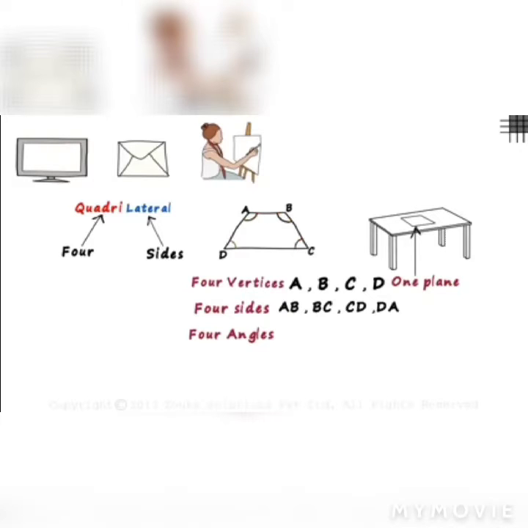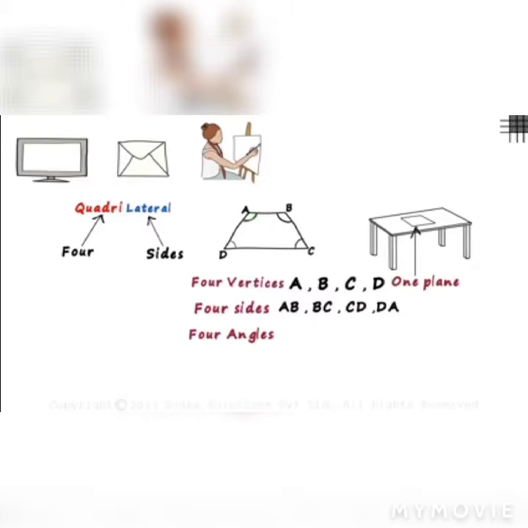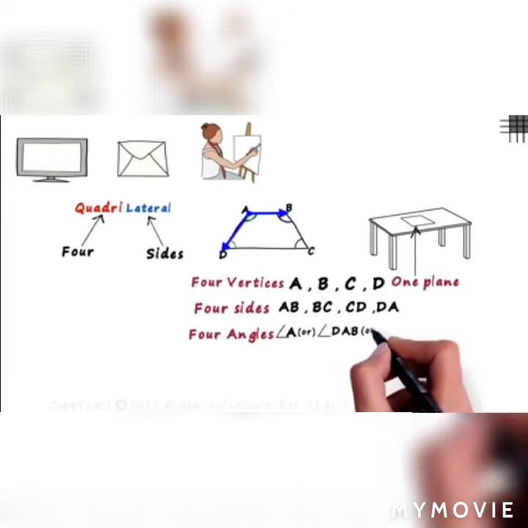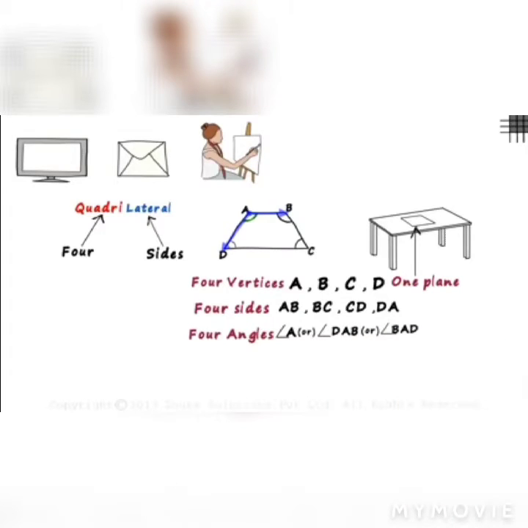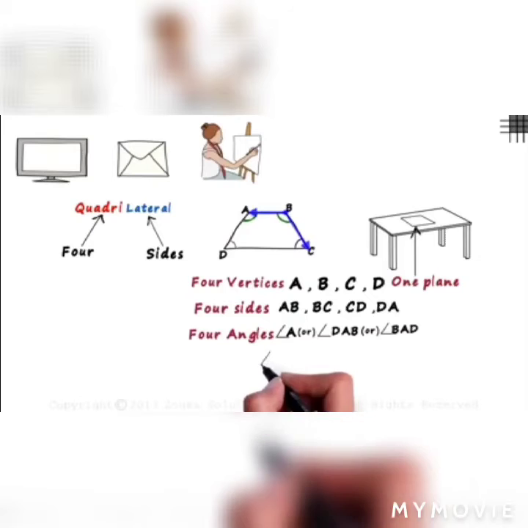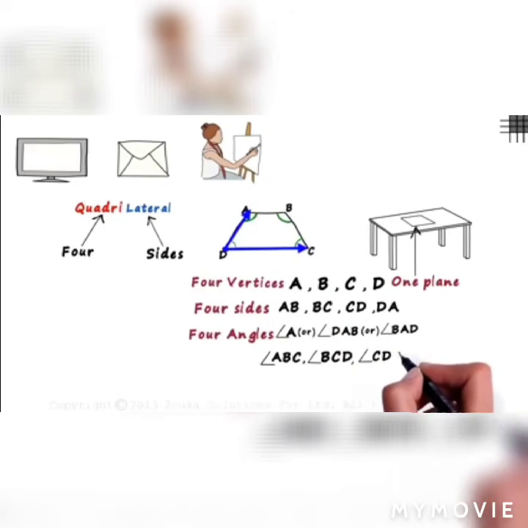But how do we name the angles? How can we name this green angle? Well, we can call it angle A. We just named the angle based on the vertex at which it is formed. But a better way to name it is to call it angle DAB, or you can also call it angle BAD. In these two cases, we named it based on the sides. Similarly, this angle can be called angle ABC. This one can be called angle BCD and this one angle CDA.